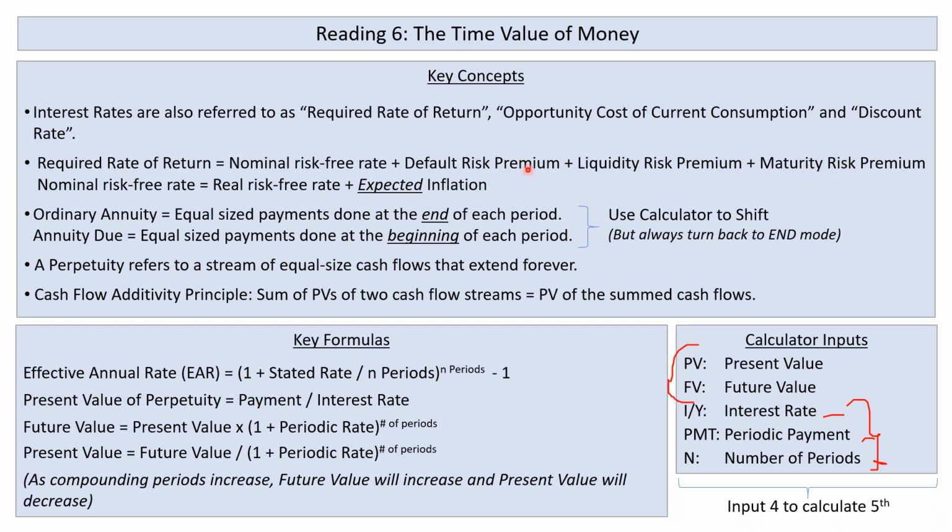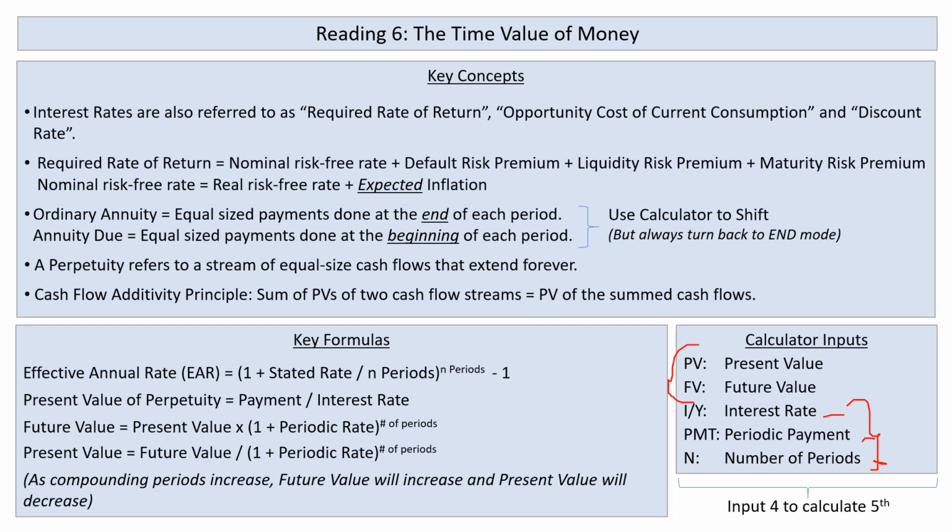So let's go ahead and talk about these very fast again. Default risk premium, the higher the default risk, the higher the default risk premium. Liquidity risk premium, the higher the liquidity of an asset or an investment, the lower the liquidity risk premium. Okay? And for the maturity risk premium, the longer the maturity, the higher the maturity risk premium. Always bear in mind this relation.